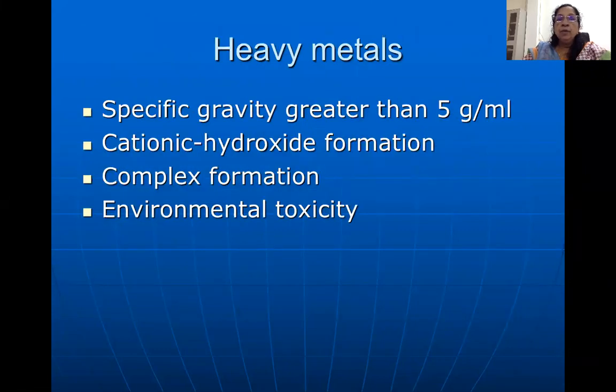So when you talk of these heavy metals, they have certain characteristics. The very important characteristic why it is called a heavy metal is that it has a specific gravity which is more than 5 gram per ml. And the other characteristics are they are capable of cationic hydroxide formation, formation of complexes, and also certain heavy metals have environmental toxicity.